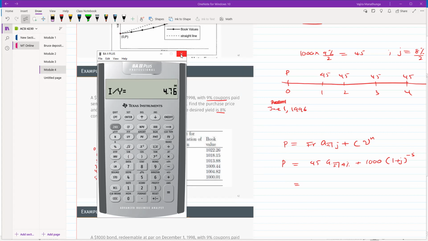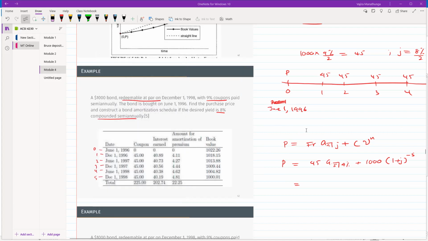For some reason, it's not working. So let me use my calculator. I have it in my hand. You use your calculator and try to get the answer.